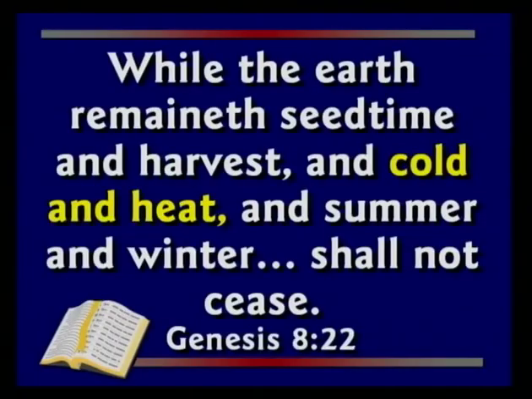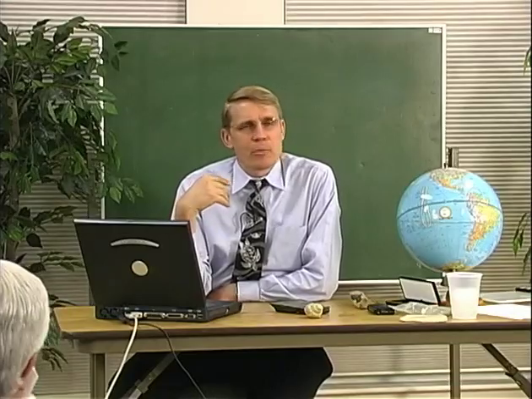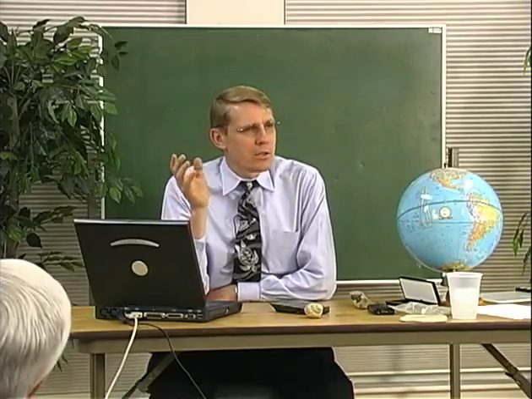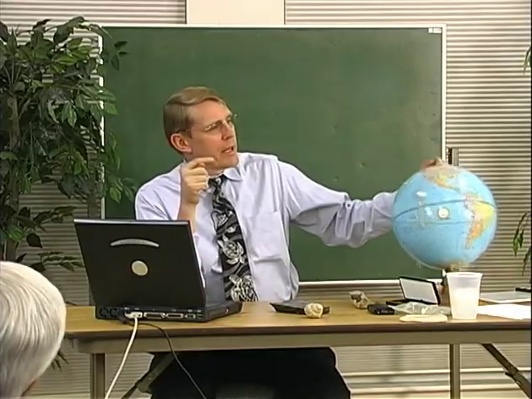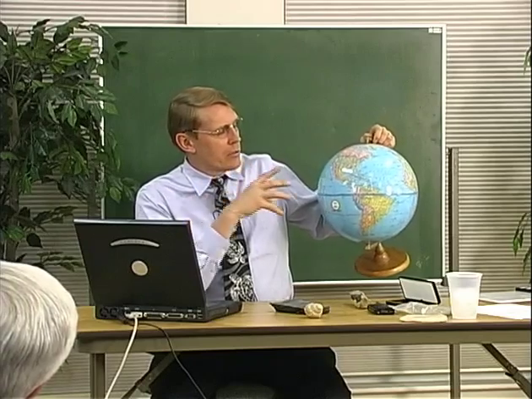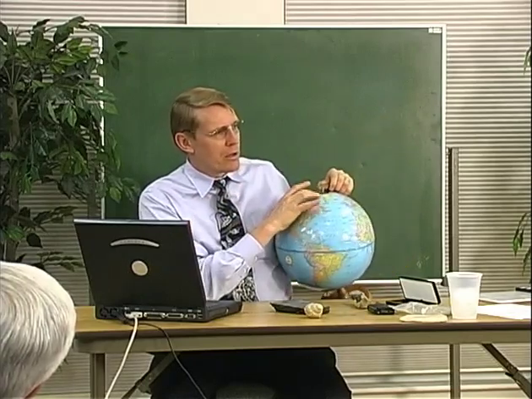While the earth remaineth, seed time and harvest, and cold and heat, and summer and winter shall not cease. Many people think, and I guess I would have to be in that category, that probably there weren't any cold winters before the flood came. If the earth were not tilted 23.5 degrees, you would still get warmer at the equator and still a little colder at the poles, but much less of a temperature extreme than we have today. It'd be just about like springtime all the time.